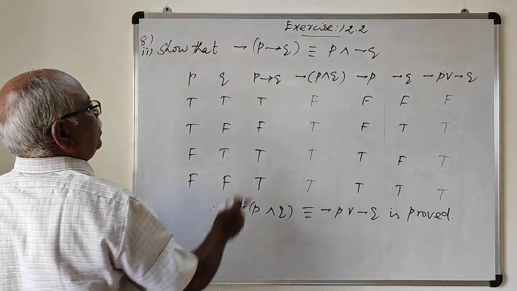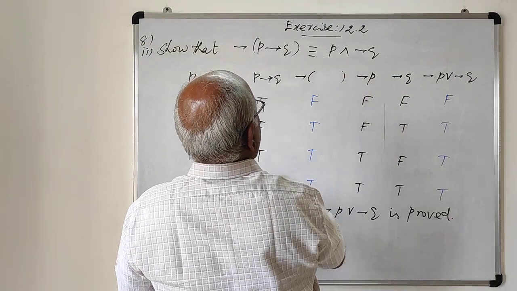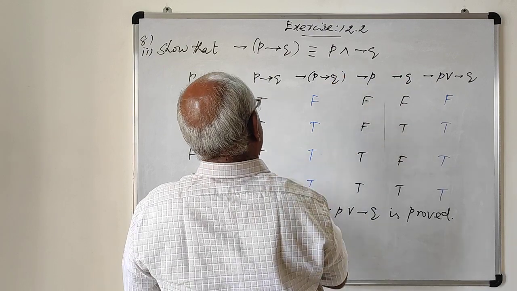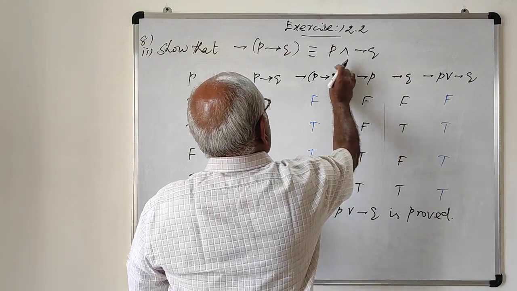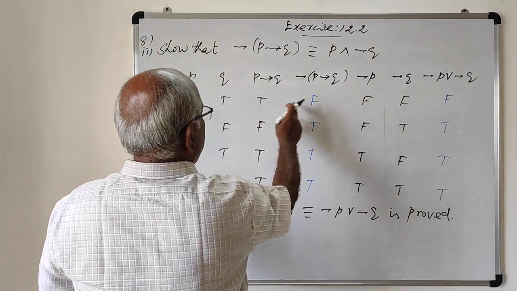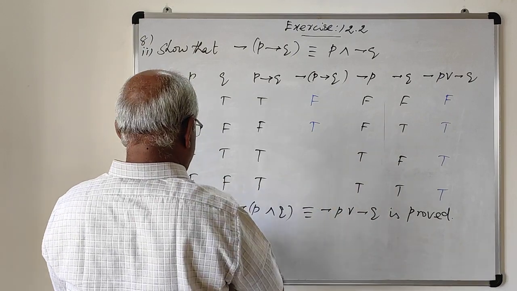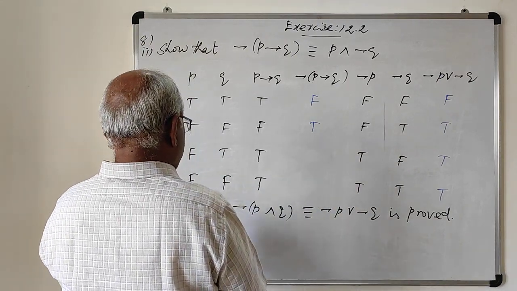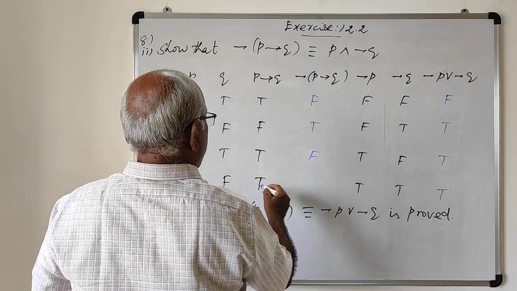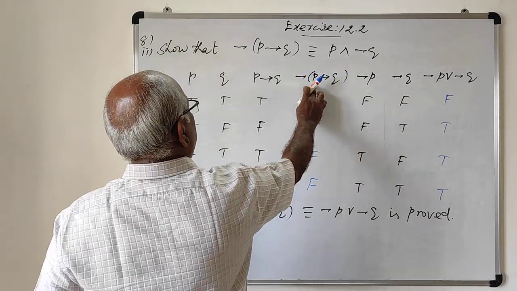This is if P then Q. Next, negation of if P then Q. For this statement we want the negation: T is F, F is T, T is F. Negation of if P then Q is this.